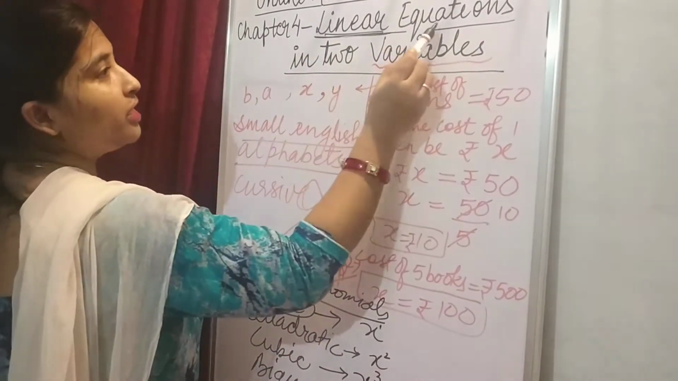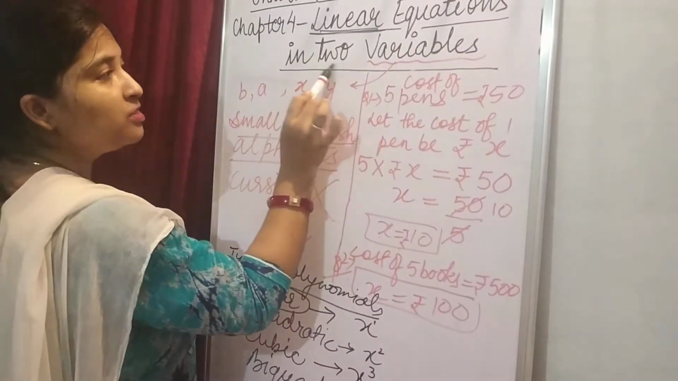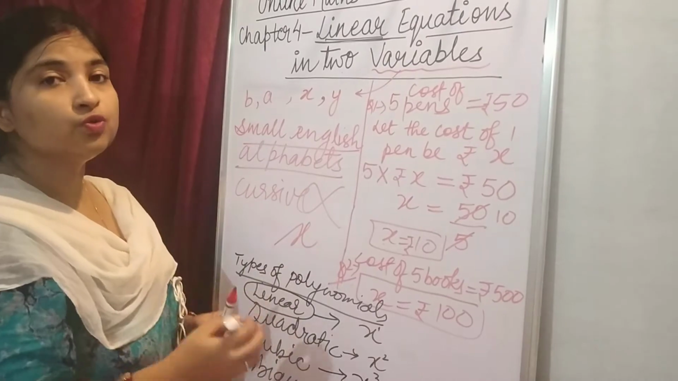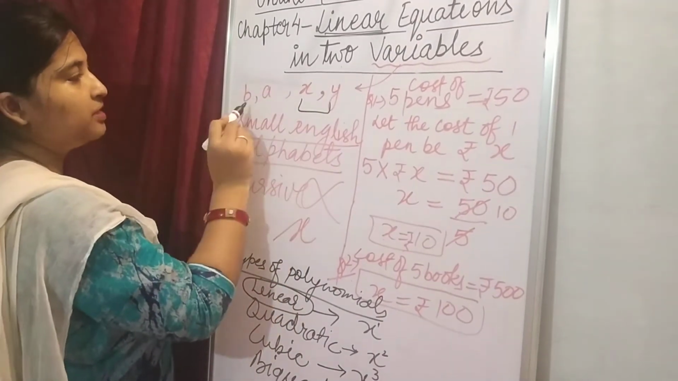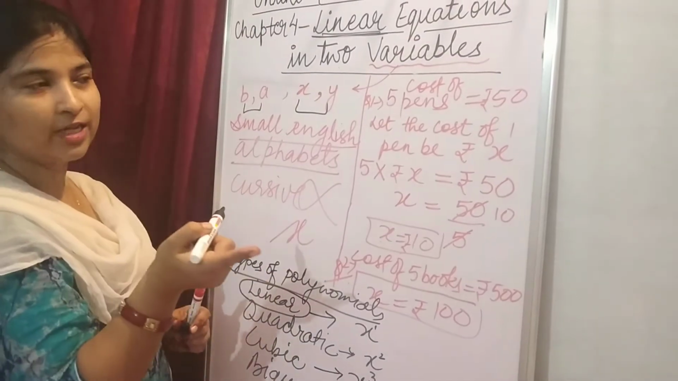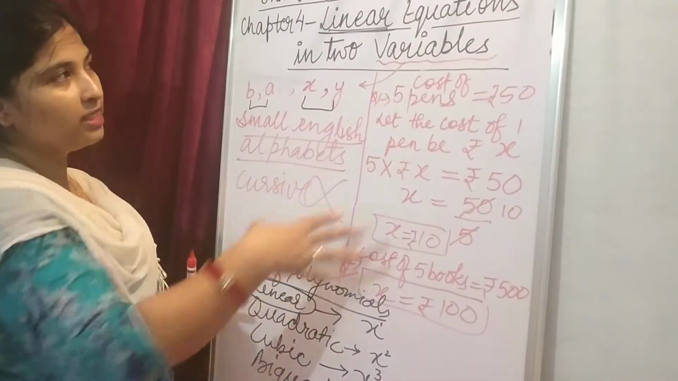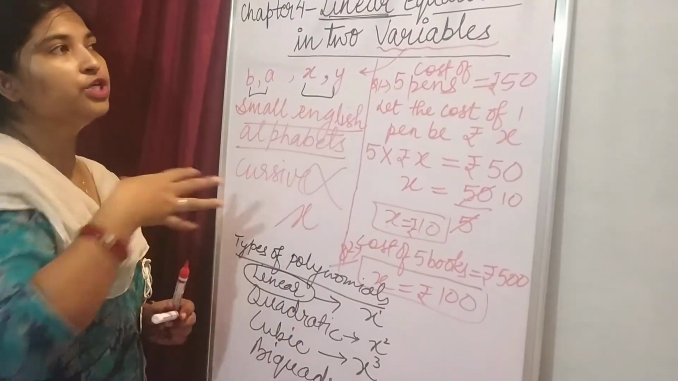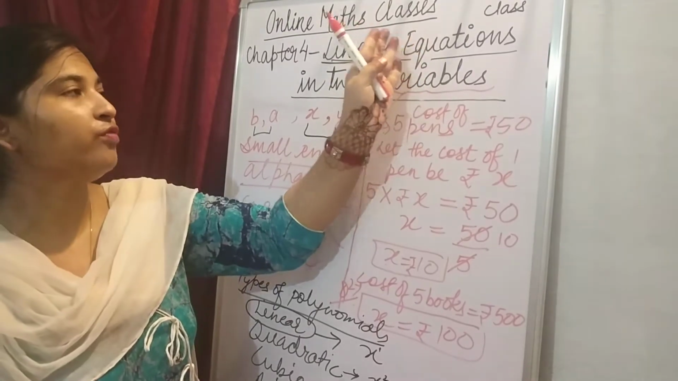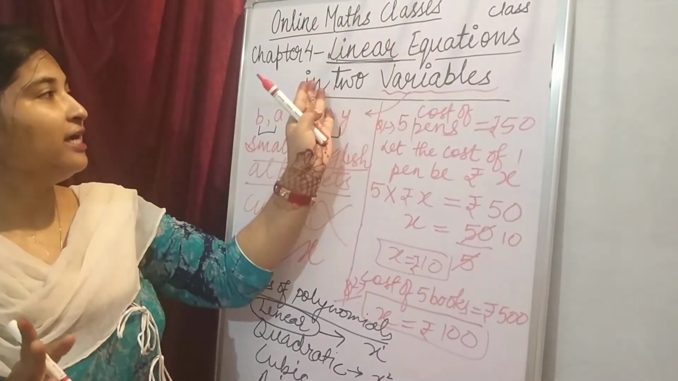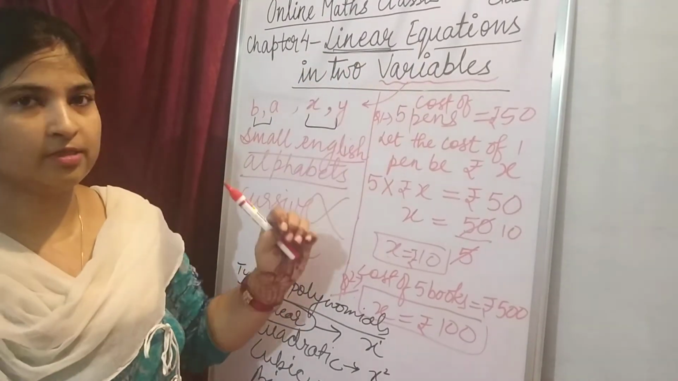So that is your linear equation in 2 variables. How many variables do we have to use? We have to use 2 variables. Like we can use x, y together, a, b together, s, t together, that is your two variables. So I think you have understood the meaning of linear equation in two variables. The equation which has the highest power of variable 1, and in which we are using two variables.